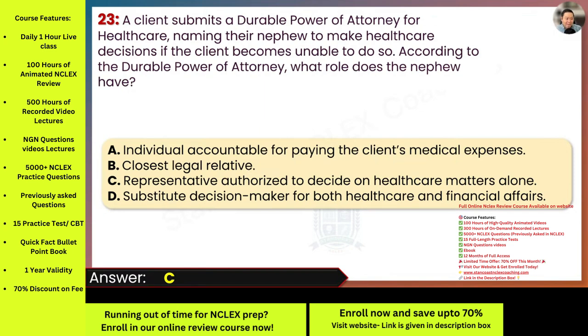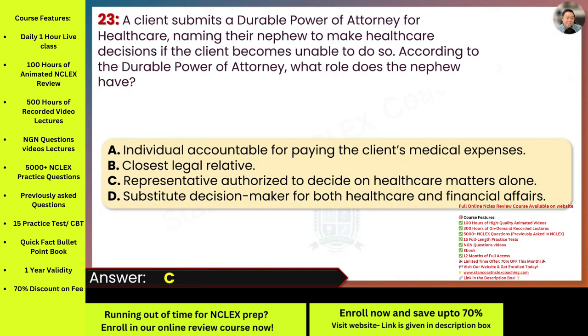Why is letter A incorrect? It says individual accountable for paying the client's medical expenses. Like I have said earlier, the durable power of attorney for healthcare does not make the proxy financially responsible for the client's medical bills. The financial liability depends on insurance policies. It depends on the contracts or the legal financial agreements. It's not on being a healthcare decision maker. And the key point here is that being a healthcare proxy does not mean you're going to be the responsible person to pay for the client's bills.